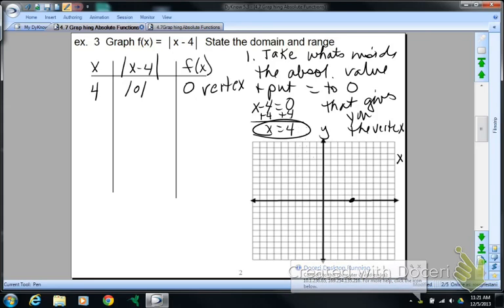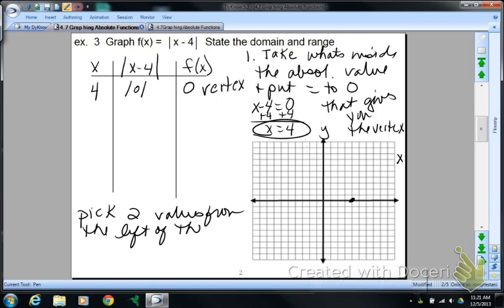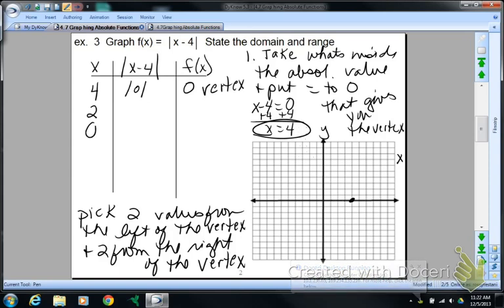Now, to pick values to plug in for x, we want to pick 2 values from the left of the vertex and 2 from the right of the vertex. So we're going to pick 2 values from the left of the vertex. I'm going to skip and pick positive 2 and 0. And then which 2 numbers are to the right of the vertex? We could pick 5, 6, 7, 8, 9, keep on going. I'm going to skip every other one. Instead of 5, I'm going to pick 6 and 8. That kind of spaces your points out.